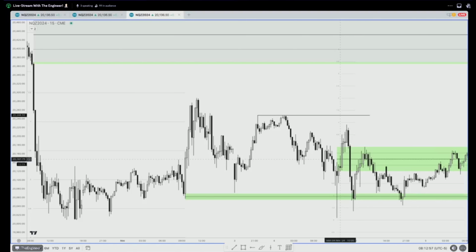And I'm a macro trader. I try to position myself always inside of a macro because this allows me to have, I don't like big stop loss.